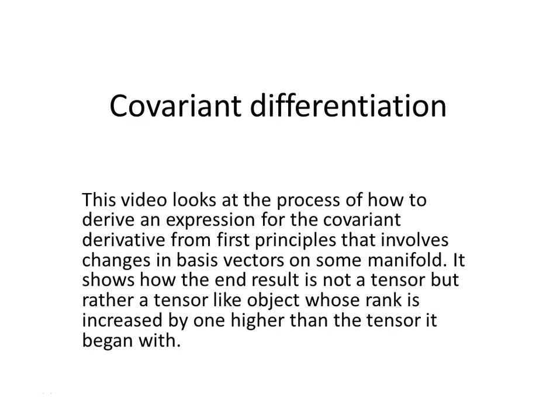This video looks at the process of how to derive an expression for the covariant derivative from first principles that involves changes in basis vectors on some manifold. It shows how the end result is not a tensor, but rather a tensor-like object whose rank is increased by one higher than the tensor it began with.